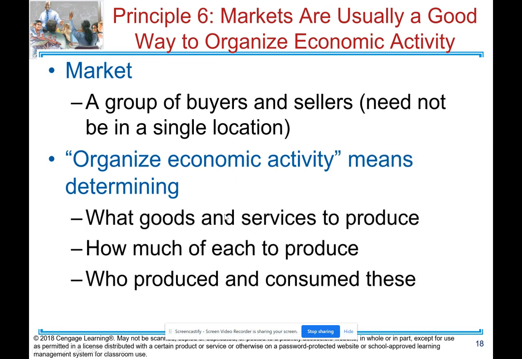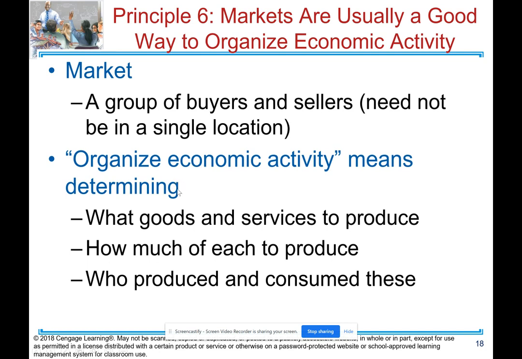Principle number 6, markets are usually a good way to organize economic activity. A market is an institutional arrangement that brings buyers and sellers together, and it need not be a location as long as there is a network of communication that brings buyers and sellers together. And so a market is a group of buyers and sellers. So economic activity is organized within the confines of a market.